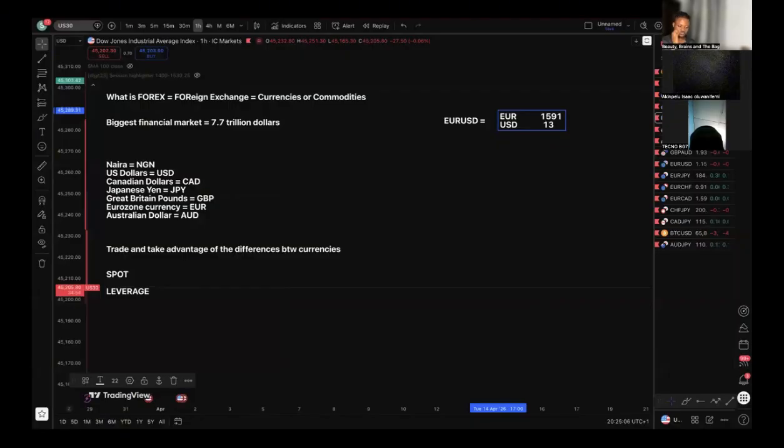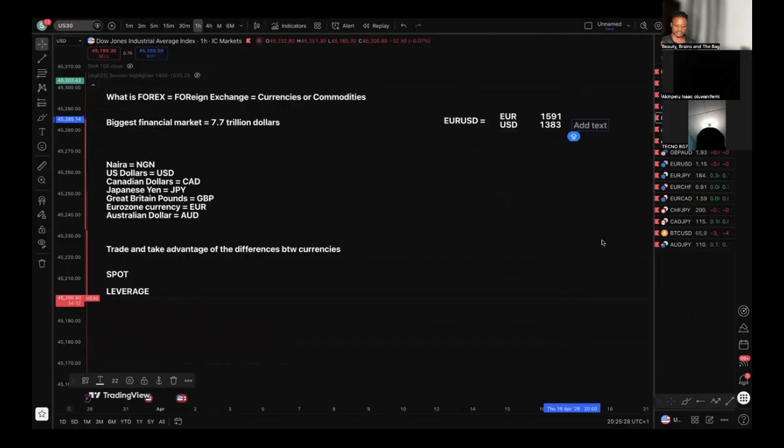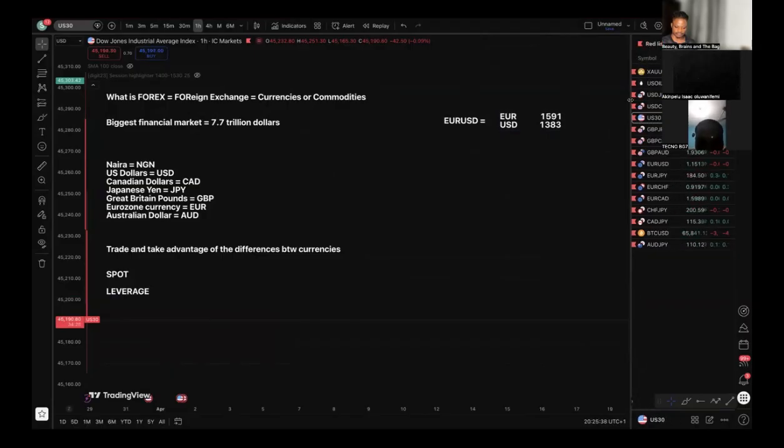1383. Someone should do this calculation for me. 1591 divided by 1383. What do you get? Drop it in, let me see the first person to get the answer. Come on, bring out your calculator and punch this for me.